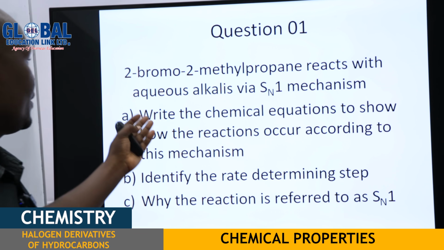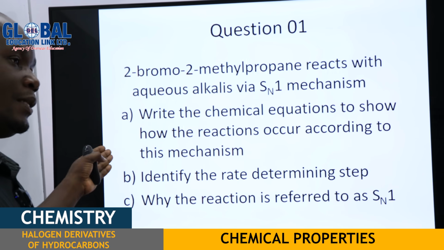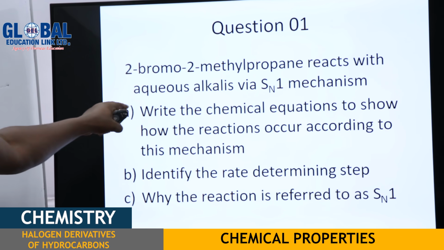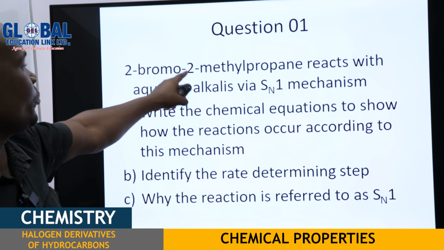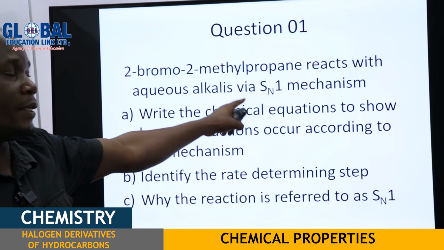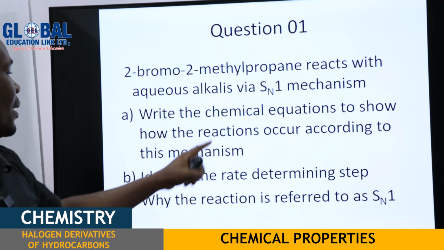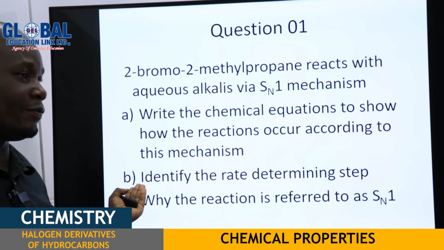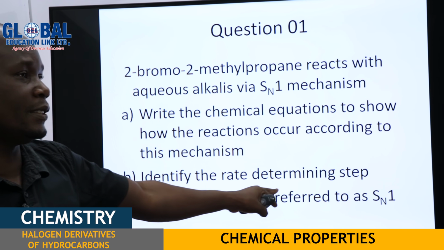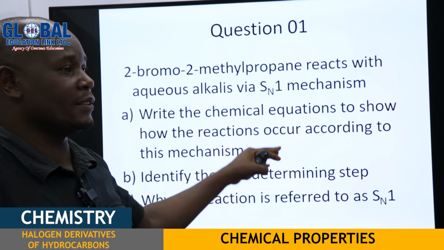As I've said, we are now going to look at some sample questions that may appear in your exams, which involve the use of this knowledge that we have discussed. The first question is that 2-bromo-2-methyl propane reacts with aqueous alkalis via first order nucleophilic mechanism. You are asked to write the chemical equations to show how the reaction occurs according to this mechanism. It is so simple since you have seen how the mechanism takes place. Second, you are asked to identify the rate determining step. And third, why the reaction is referred to as first order nucleophilic substitution reaction.